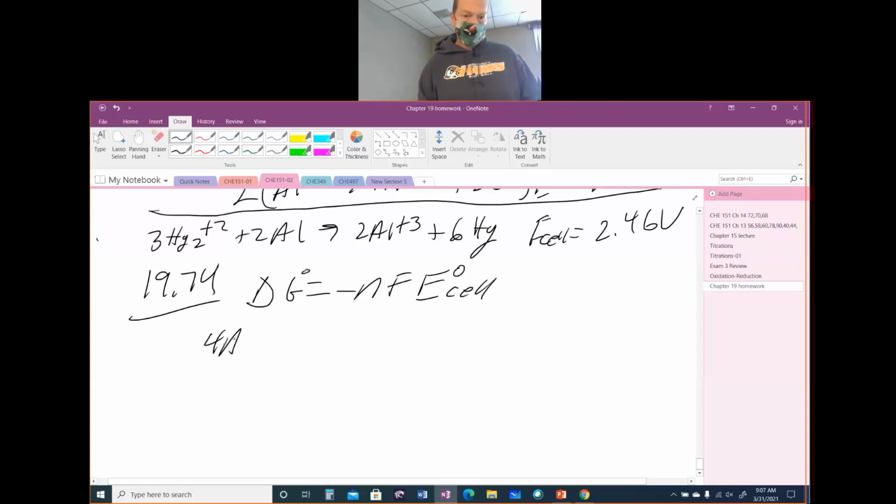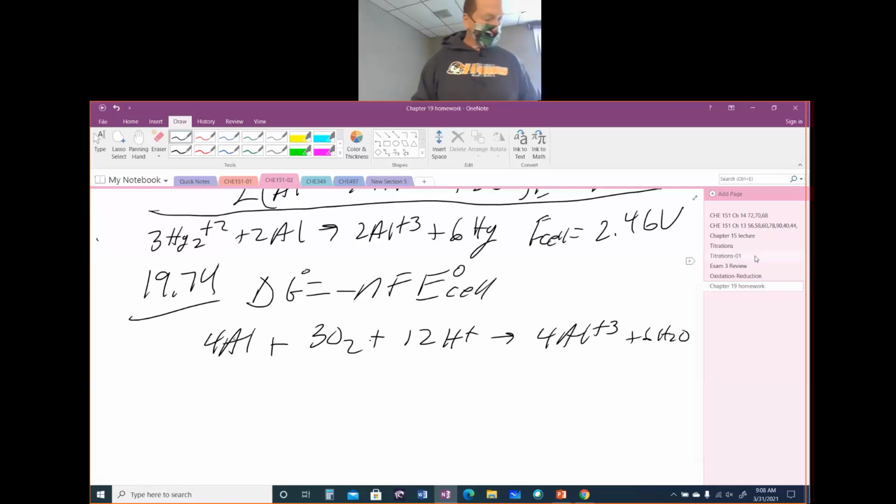All right, and so then they give you a reaction. You have your 4Al plus 3O2 plus 12H+ going to 4Al3+ plus 6H2O. All right, so that is your cell reaction, and you have to break it up into the two half reactions. So you have table 19.1. You see that you have the same one we just had.